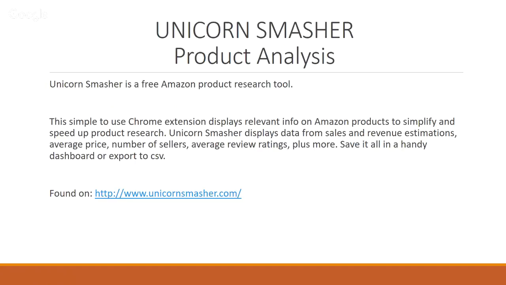All right, and it allows you to analyze exactly what we normally do. We look at the sales, the estimated revenue per month, the average price, the number of sellers, the average reviews, and everything else that we normally look at. It also allows you, as always, to download the CSV file, so you can start to analyze this in a spreadsheet and save your searches. Let's have a quick look and see what it looks like.